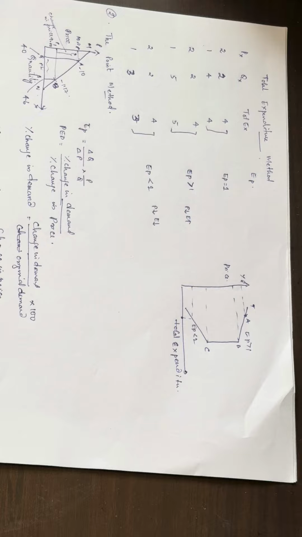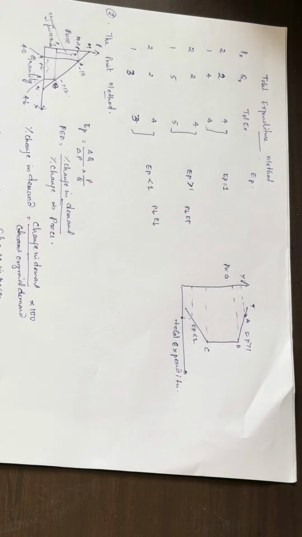There are several methods used to measure the price elasticity of demand. Out of those, I'll be explaining only three methods. One is the total expenditure method, the other is the point method, and the third is the arc method. Okay, first, the total expenditure method.